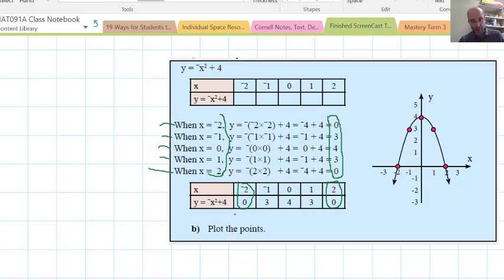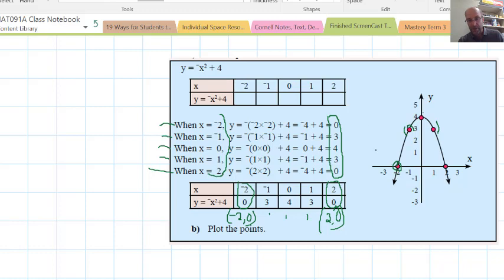So each of these are points. So for example, the first point here in the first column is -2, 0. And we've got another point there, another point there, another point there, and then the final point will be 2, 0. Let's plot these. So -2, 0, the first point is that point there. Then we've got -1, 3. You can see that there. We've got 0, 4. Then we've got 1, 3. And then we've got 2, 0.